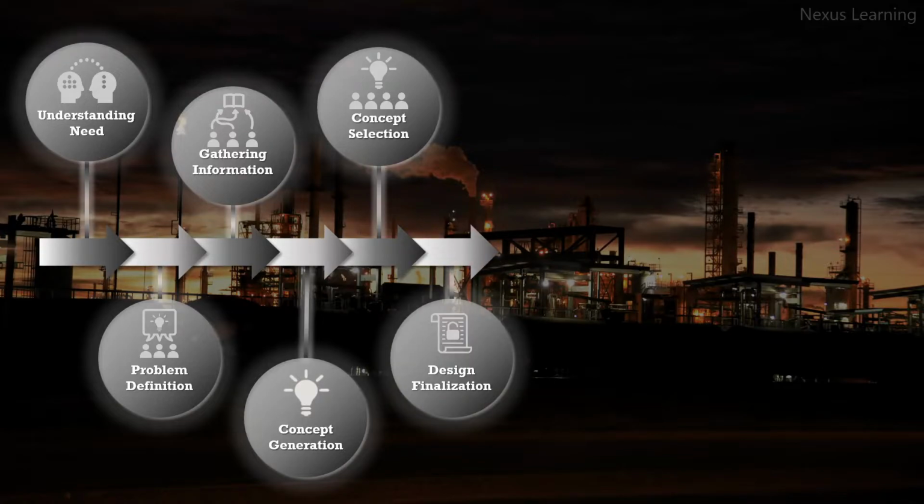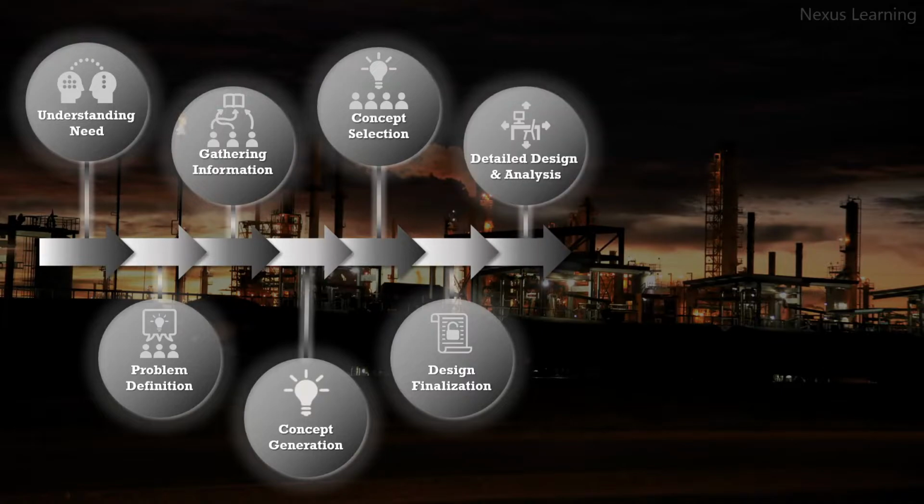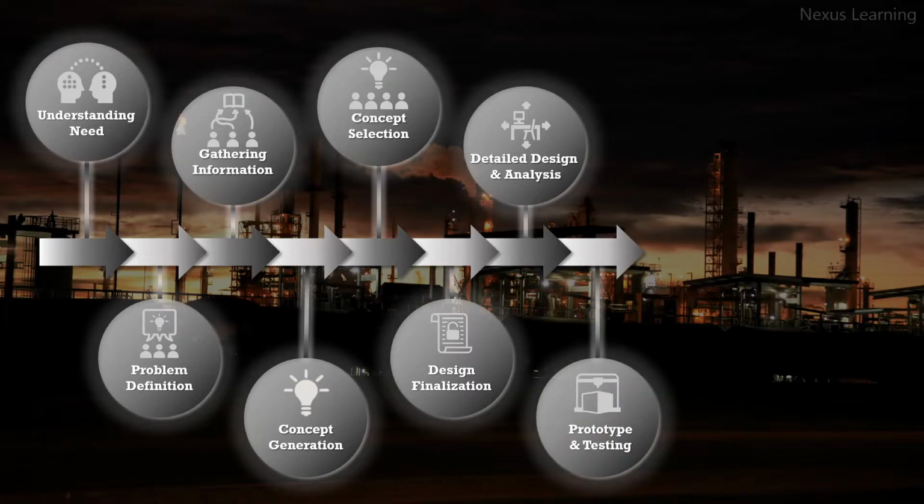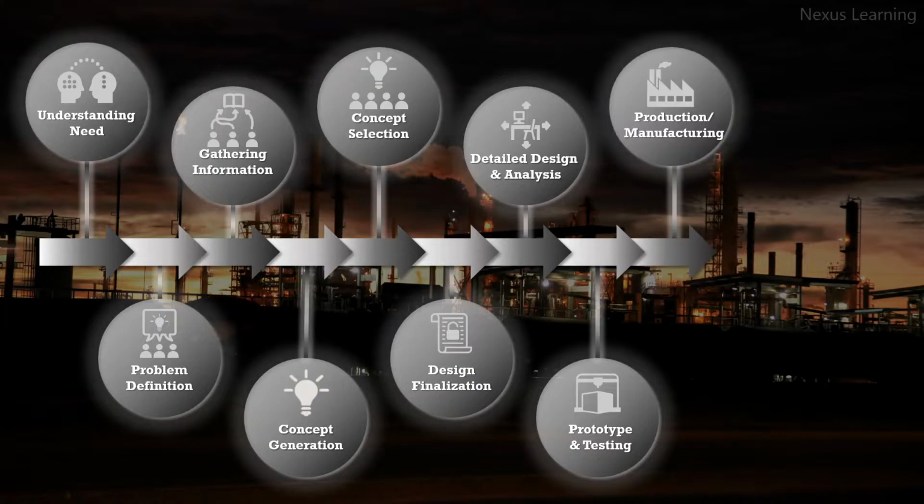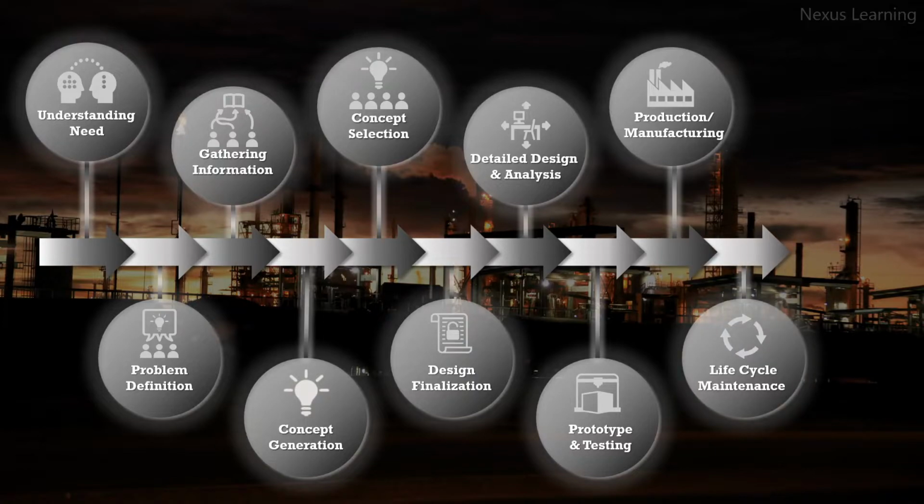We have to finalize the design. Then we will do a detailed design, where the real design work will go into it. Analysis will be done. Then we'll do prototyping, we'll do testing, we'll do test and validation. And at the last, we go for production and manufacturing. We do all the life cycle maintenance activities for that product. We will set up a whole life cycle of it, and then the final product comes into life.